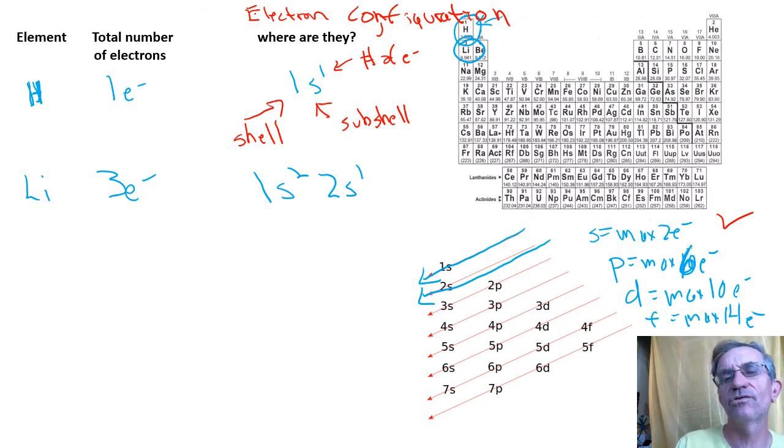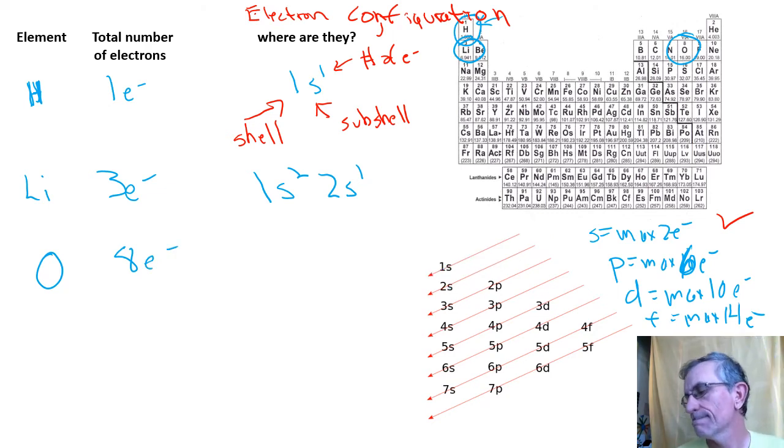Let's do oxygen. Where are the electrons in oxygen? Well, first off, you got to know how many there are. There are 8 electrons. It's element number 8. That means it has 8 protons and 8 electrons. All right. Let's see if we can figure out where they are.